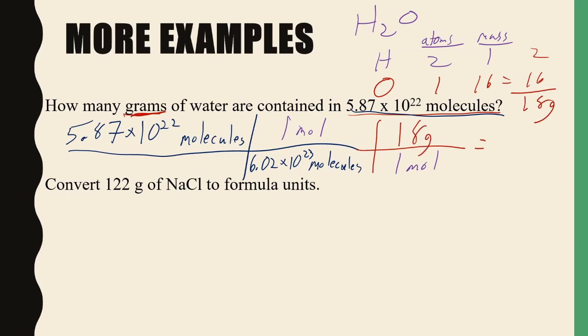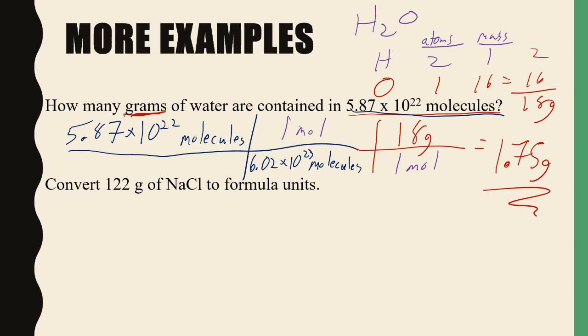So you divide or you multiply 5.87 times 10 to the 22nd times 18 and divide that number by 6.02 times 10 to the 23rd. And you should get 1.75 grams. All right. So even though you have all those molecules, it only weighs 1.75 grams, just about 2 milliliters. So not much of anything there.